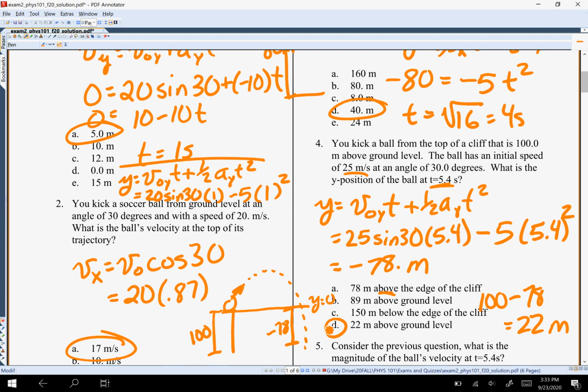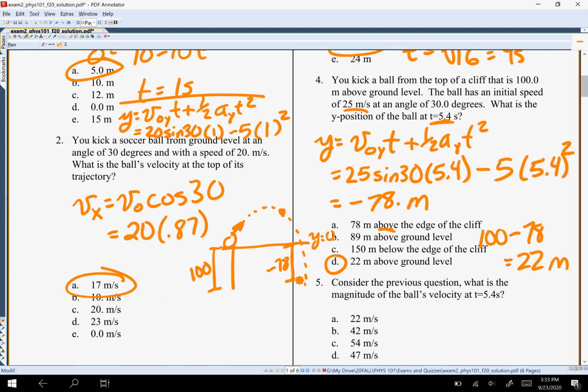A lot of you put A there, and that's the next best answer, but you have to be careful in reading those extra descriptors. It doesn't say above the edge of the cliff. That would be way up here somewhere. I don't even know that it goes up that high, but it's actually 78 meters below the edge of the cliff, or 22 meters above the ground level.